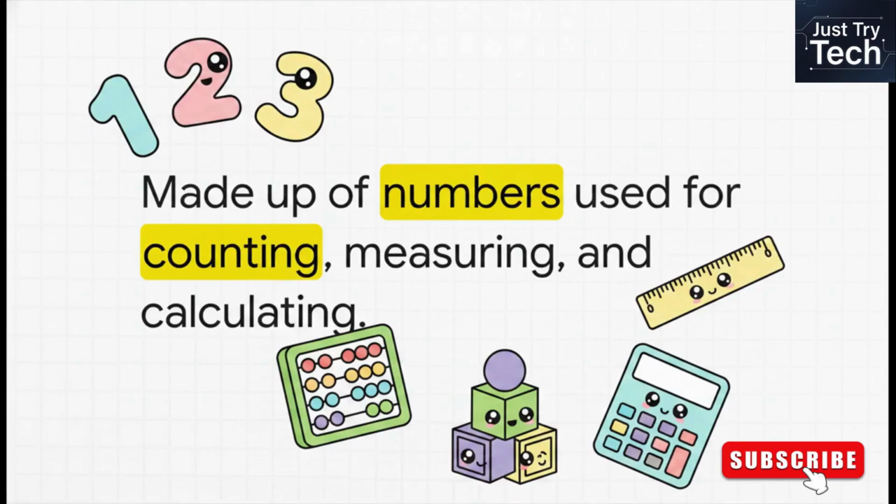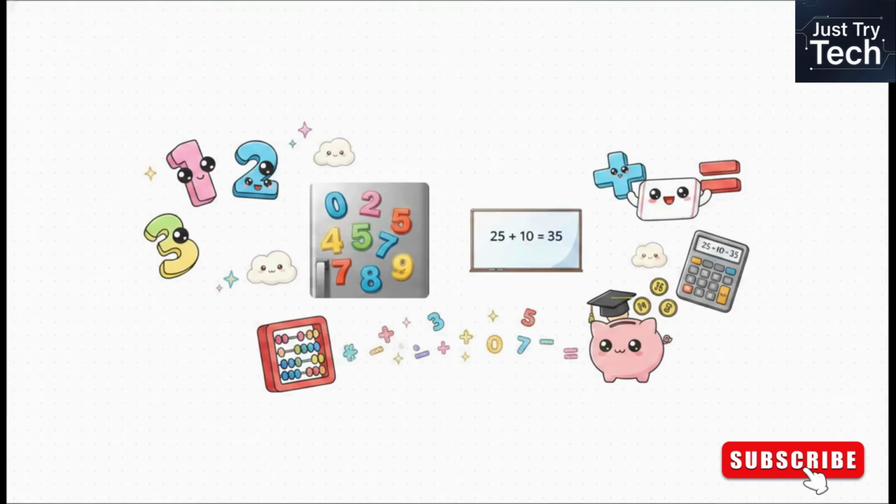This is the exact type of data you use every single day in your mathematics classes for counting items, measuring lengths, and calculating totals. For instance, counting colorful fridge magnets or doing simple math sums on the whiteboard are perfect everyday examples of numerical data in action. It is exact and mathematically useful.